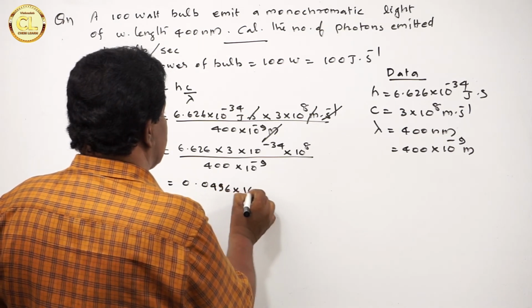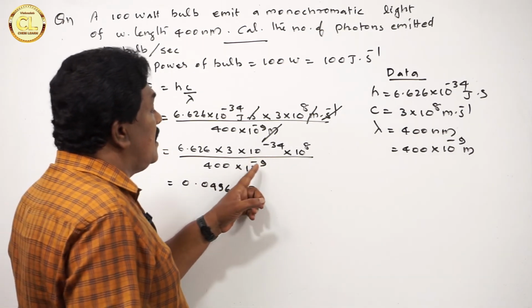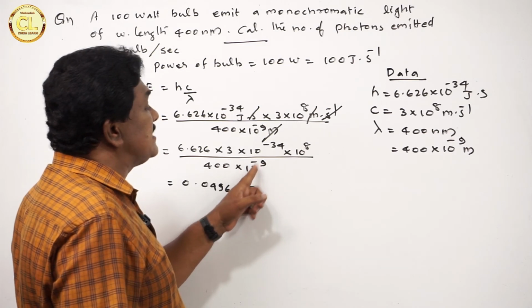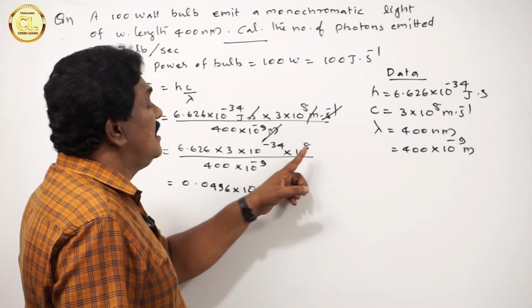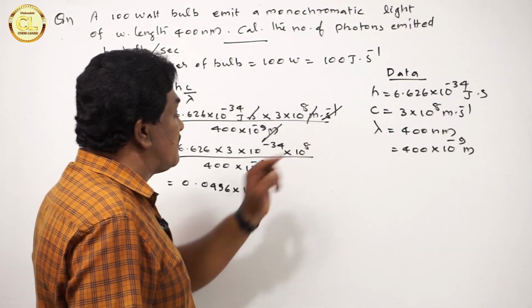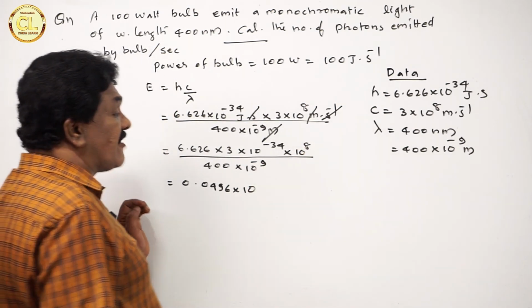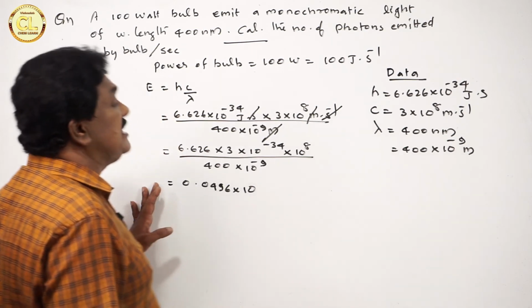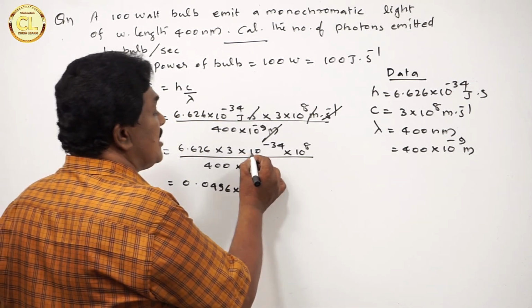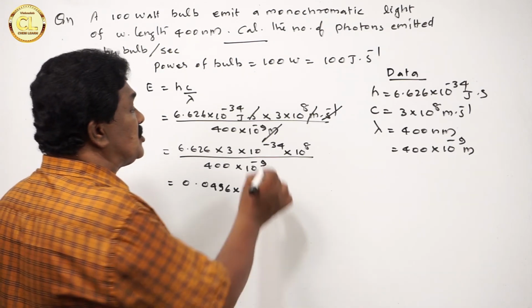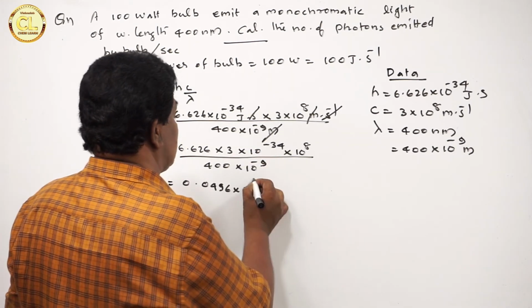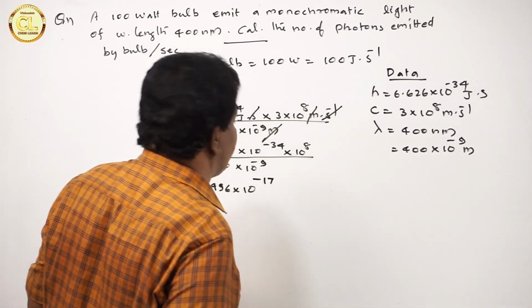0.0496 into 10 raised to minus 9. 10 raised to minus 9 comes in the numerator as 10 raised to plus 9. 10 raised to 8 into 10 raised to plus 9 is equal to 10 raised to 17. Now 10 raised to minus 34 into 10 raised to 17 is equal to 10 raised to minus 17. See, this is 10 raised to minus 17.